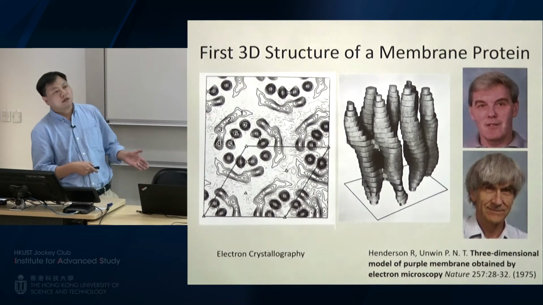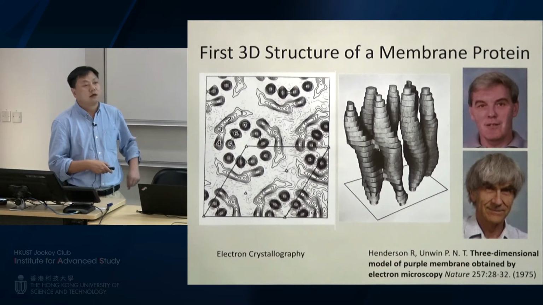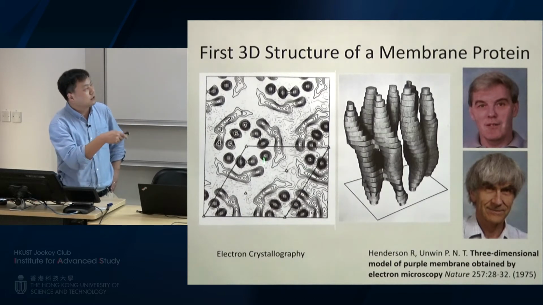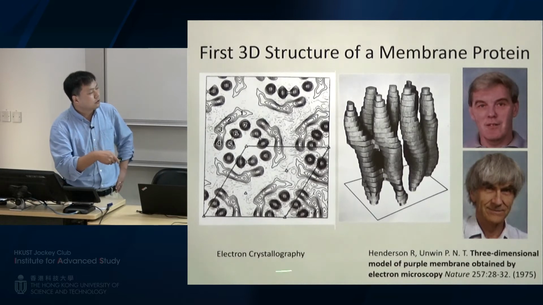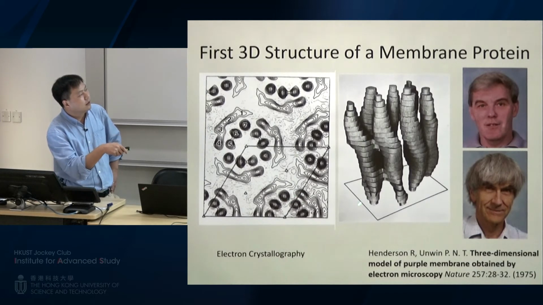Later on, people realized that if we can allow proteins, particularly membrane proteins, to form 2D crystals, then we can put these 2D crystals inside an electron microscope, collect the data, and use the same electron crystallography to solve the structure of a membrane protein. What you are looking at is the first 3D structure of a membrane protein. Although in the initial paper the resolution was very low, only 9 angstrom, only enough to see the transmembrane helices, this is actually the first structure of a membrane protein.